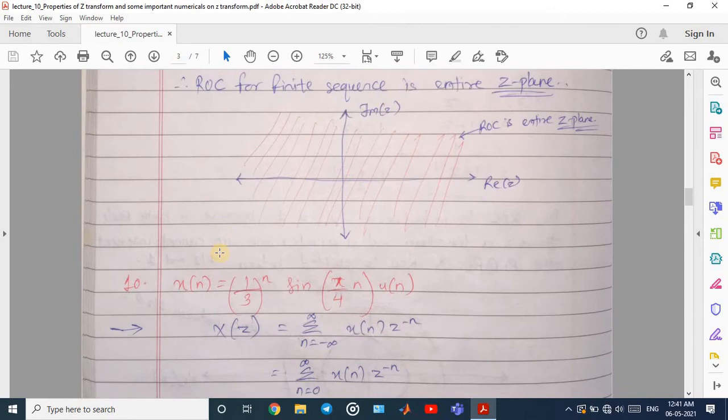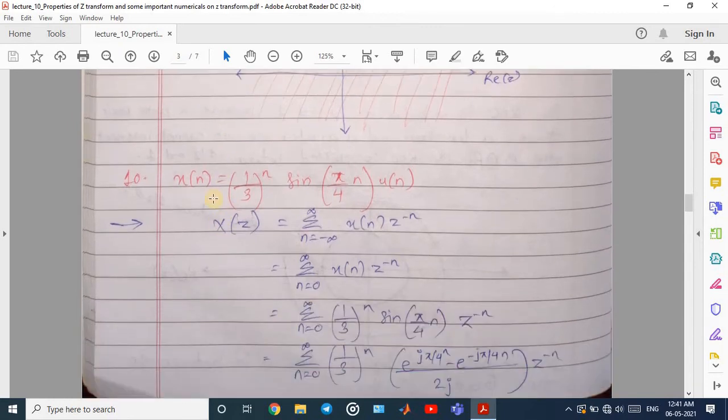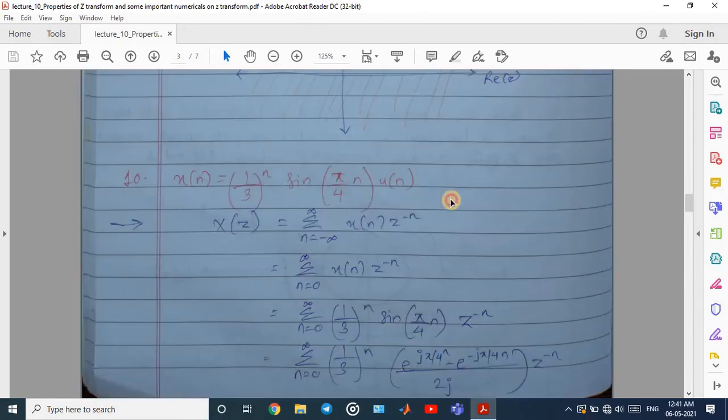Now we are going to see an important problem which consists of sine. So x of n equals 1 upon 3 to the power n, sine of pi by 4 n, u of n. Basically it's a positive, right-handed sequence, but we have to simplify this term. Let's see how it is simplified.